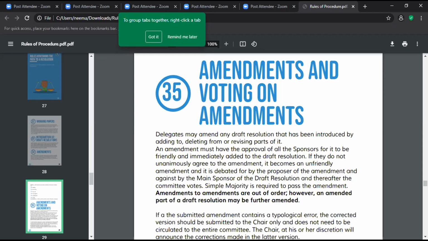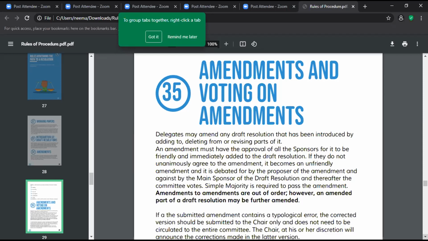Okay, let me continue. An amendment must have the approval of the sponsors for it to be friendly. Cynthia has requested that I repeat who is a sponsor. A sponsor is usually present in a debate. They're the initial drafters of a document and are the visionaries of the document's ideas. They're expected to be fully supportive of it and may be called upon by the dais to explain its content.